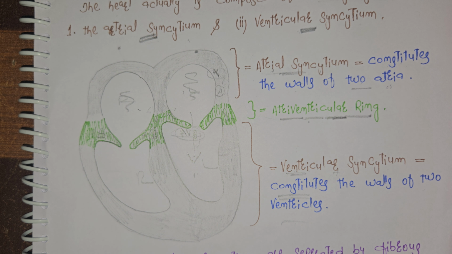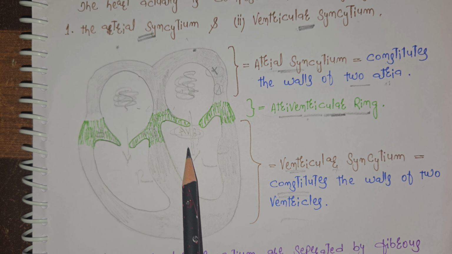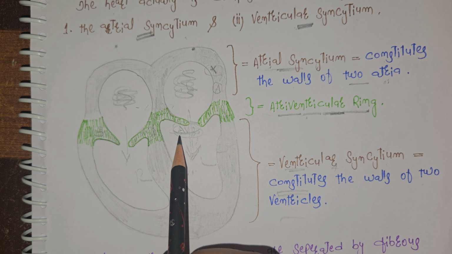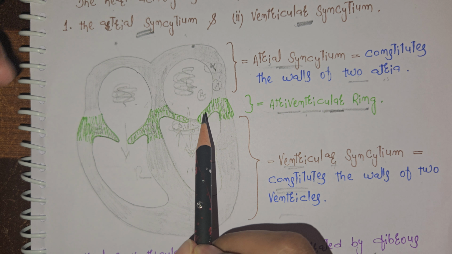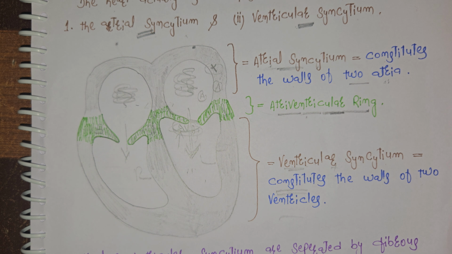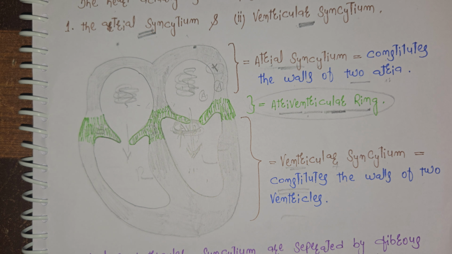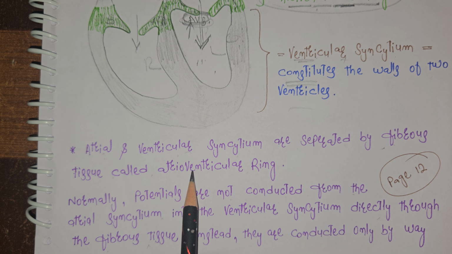Why do the atria need to contract first? Because all the blood in the atria needs to go into their respective ventricles. Then the ventricles contract. This function is facilitated by the AV bundle. That is what I'm talking about. The AV bundle allows the contraction of the atria first. The atria contract first, then the ventricles contract. They don't contract at the same time. It is facilitated by this atrioventricular ring, the fibrous tissue, and the AV bundle. So the atrial and ventricular syncytiums are separated by fibrous tissue called the atrioventricular ring.